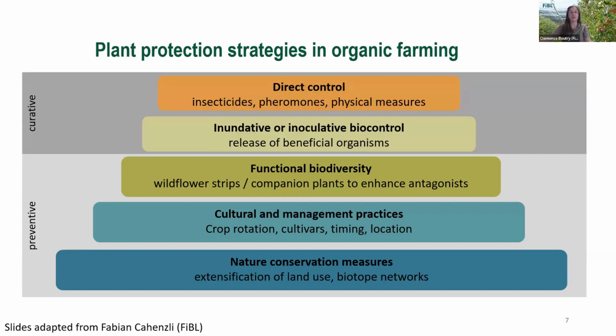And then follow the curative measures. This is the biocontrol, where we can release beneficial organisms. And then the last instance would be the direct control with insecticides or fungicides like pheromones or physical measures, meaning physical barriers. So now we will go from the lowest level to the uppermost level, and I will give you some examples now in fruit production.